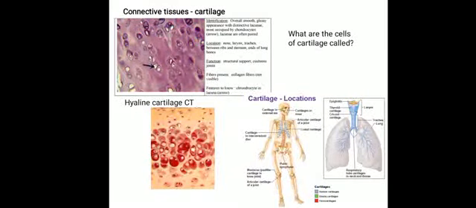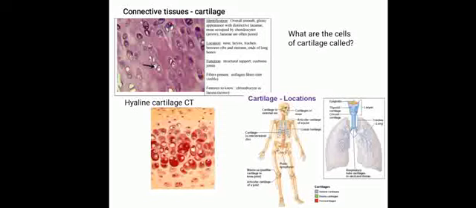So then you can view it further and have this question: what are the cells of cartilage called? You can call them chondrocytes. Chondrocytes.